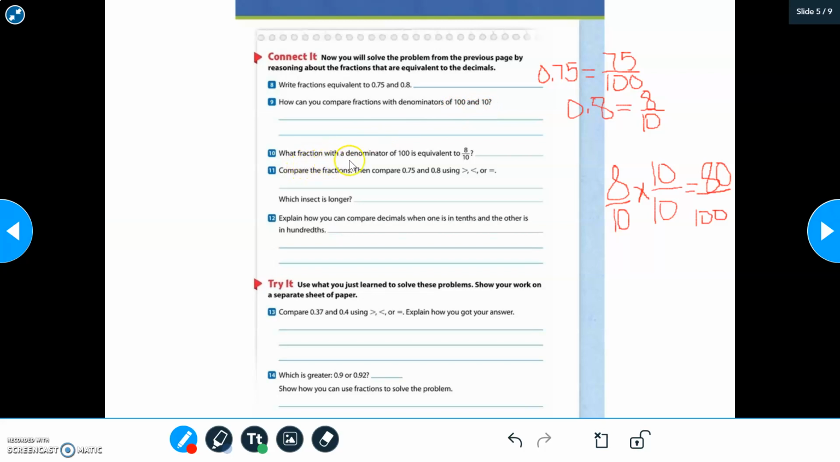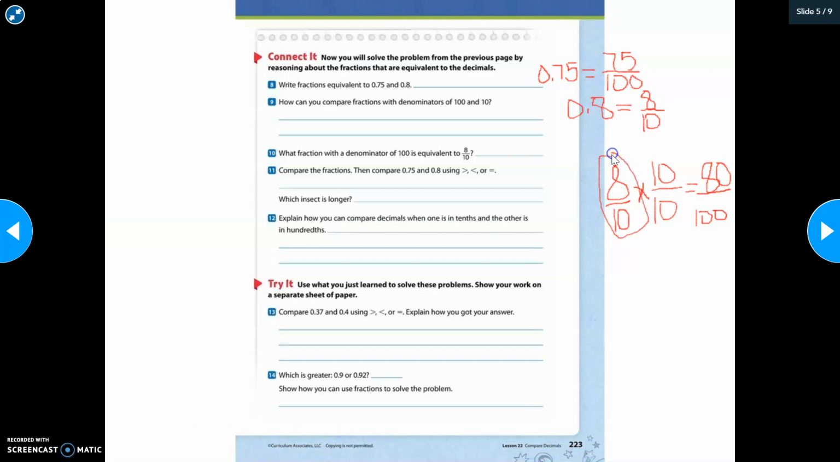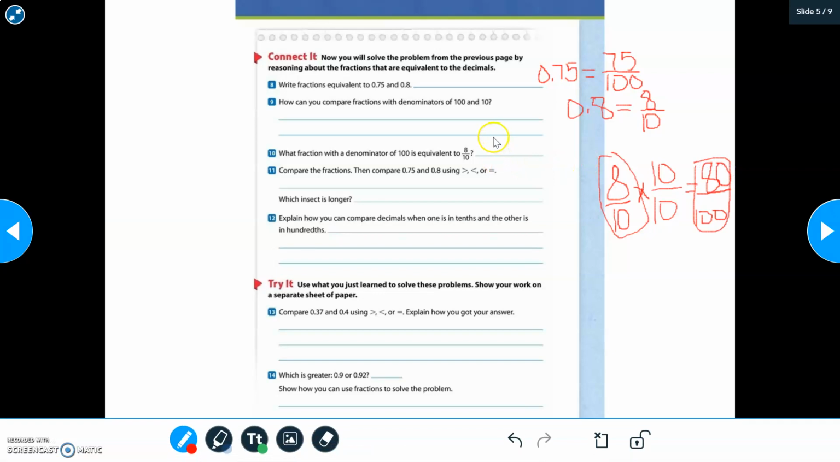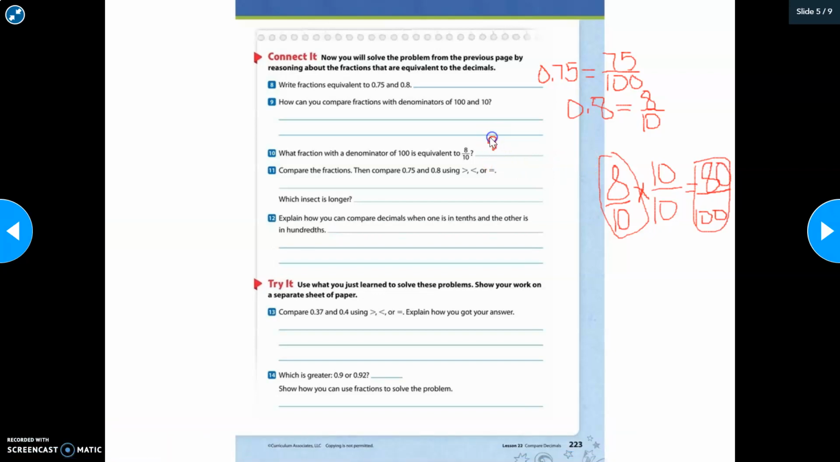What fraction with a denominator of 100 is equivalent to 8/10? As you can see over here to the right side, I've already did that for you when I multiplied by a whole fraction, 10/10. So that lets us know that once we multiply 8/10 by 10/10, it will give us an equivalent fraction. So we know that 8/10 is equivalent to 80/100. So on my line, I'm going to go ahead and write 80/100 for my answer.